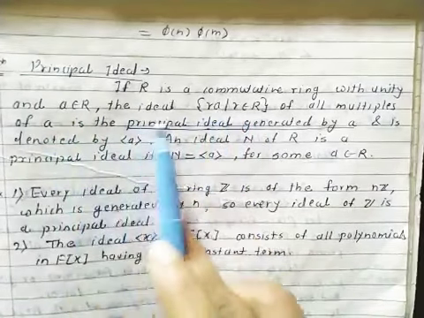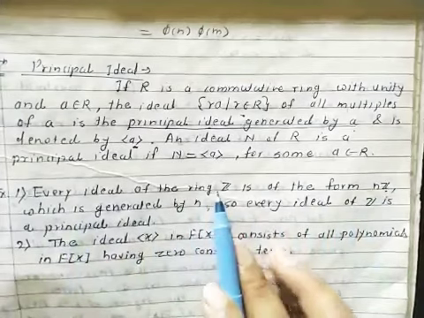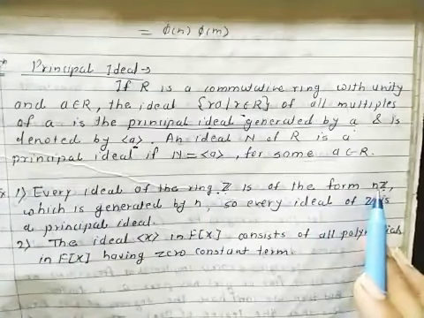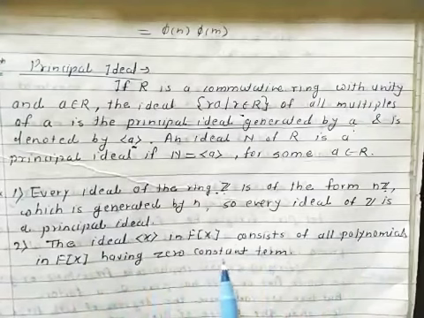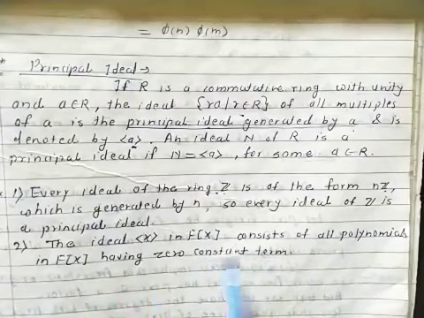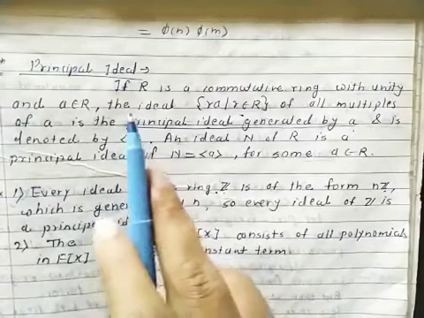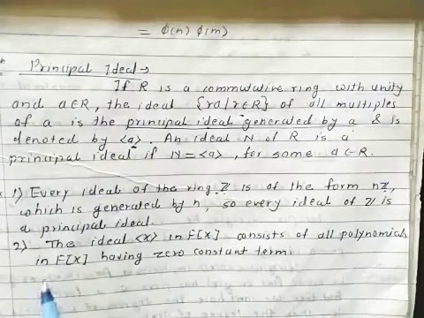For example, every ideal of the ring Z is of the form nZ. We have seen the example. It is generated by n, therefore every ideal in Z is a principal ideal. Another example: the ideal generated by x in F[x] consists of all polynomials in F[x] having zero constant term. There will be no constant term. So this is the definition of principal ideal and examples.